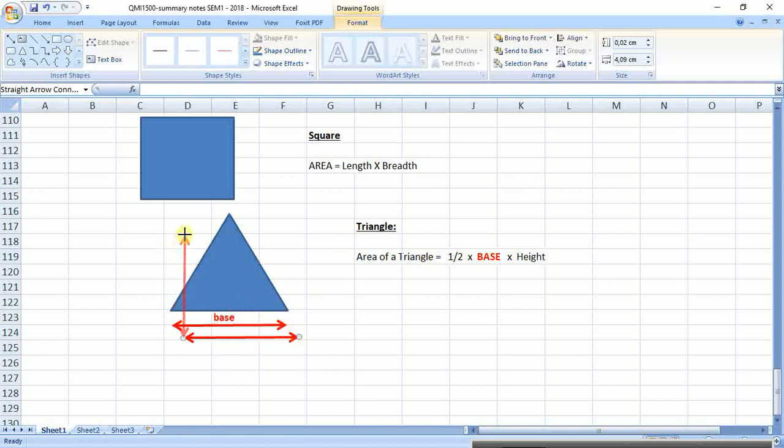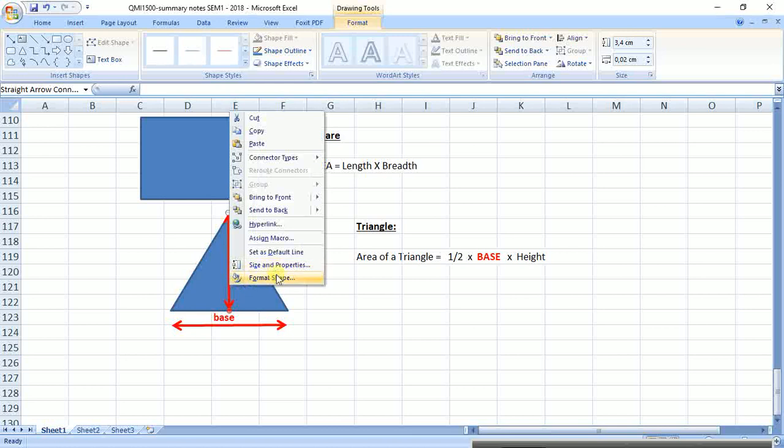Okay, so this is the height. Okay, height is perpendicular, so it's actually that. Perpendicular means 90 degrees.